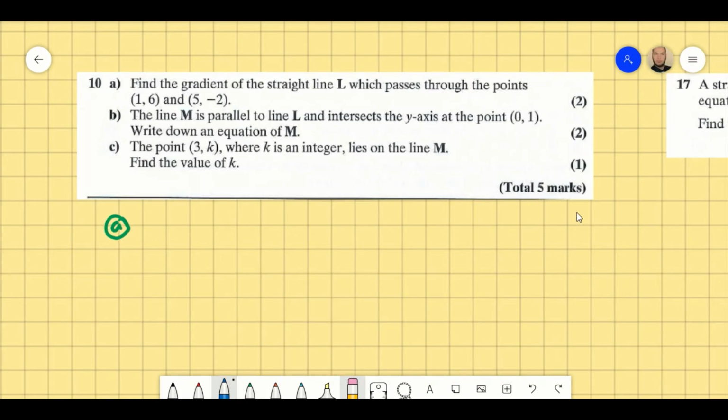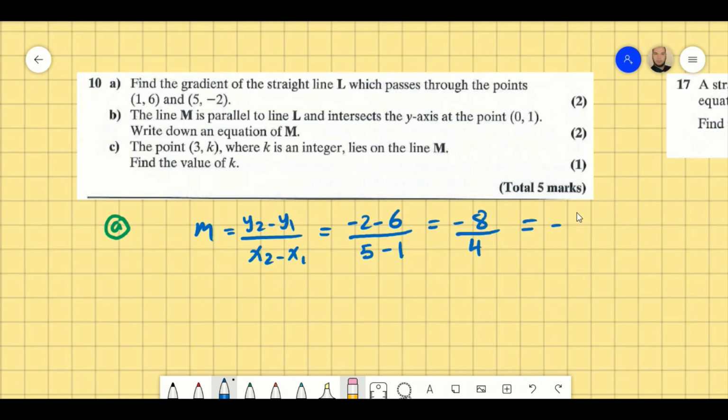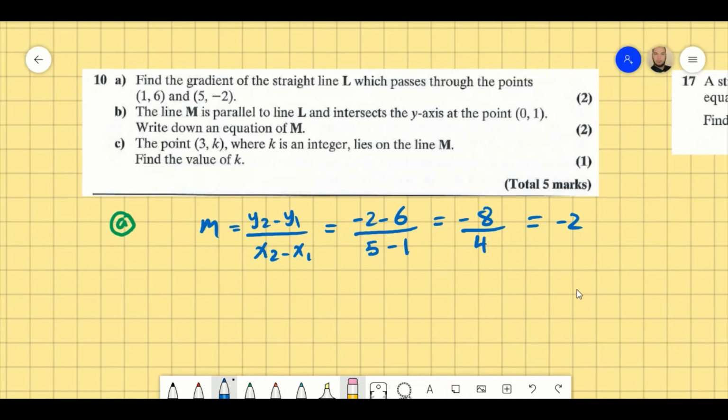That's easy. m equals y2 minus y1 over x2 minus x1. So negative 2 minus 6 over 5 minus 1, which is negative 8 over 4, which is negative 2. Lovely. Let's go to part B.